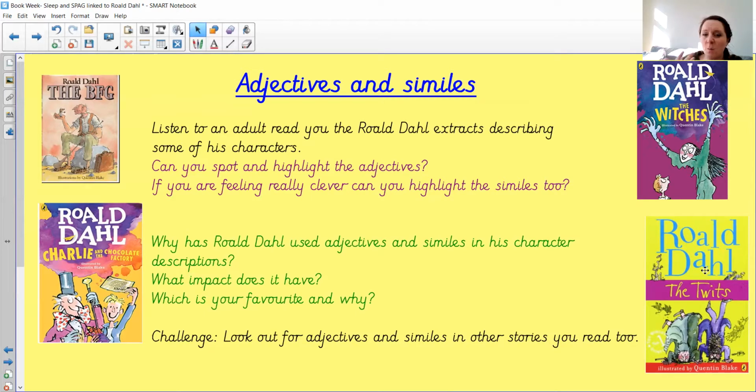I want you to think about why he uses adjectives and similes and why it makes the writing better for you as a reader. What impact does it have? And then, what is your favourite character description and why? You might even want to have a look in some other books you have at home to spot some adjectives and similes. So before you go, I'd like to share one with you now.